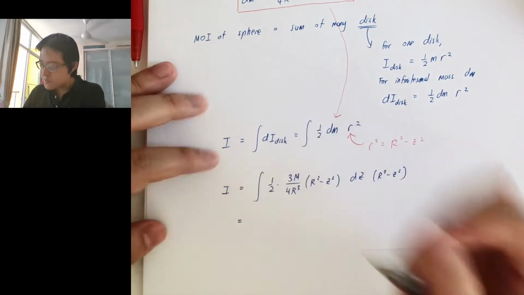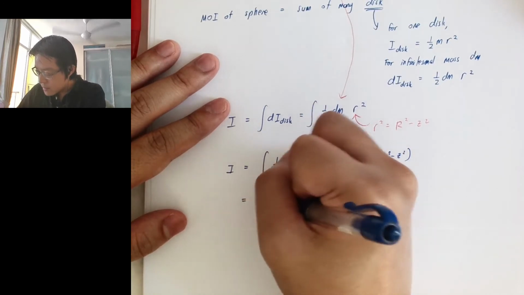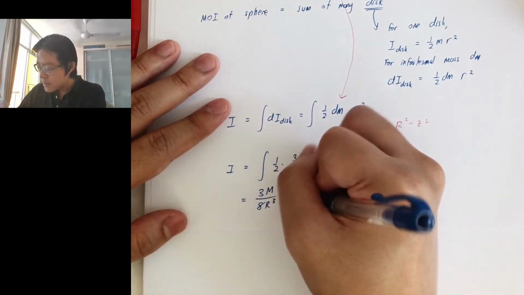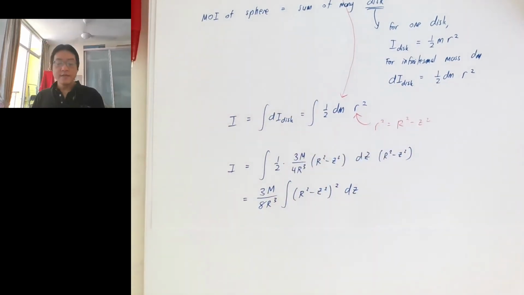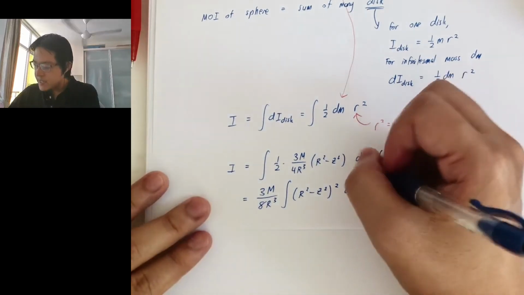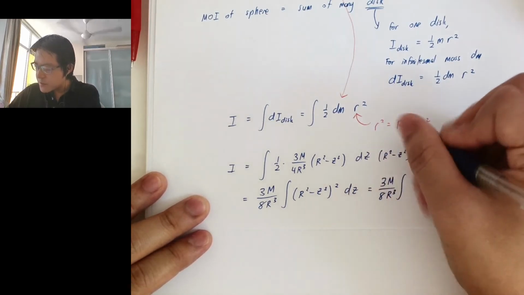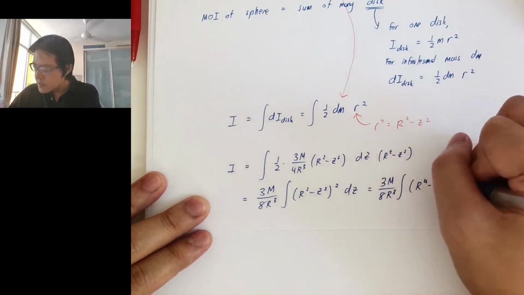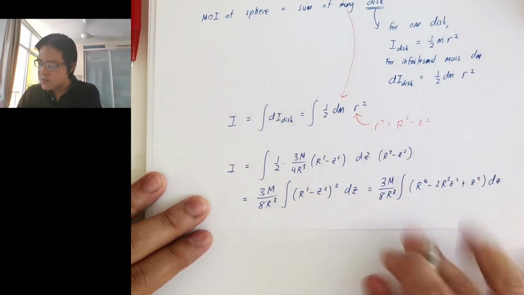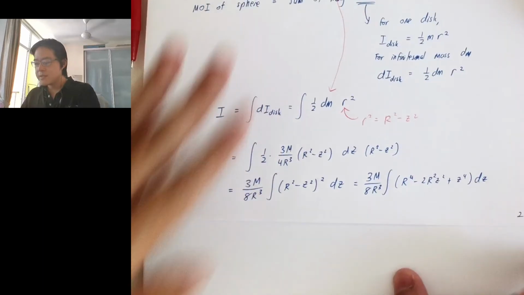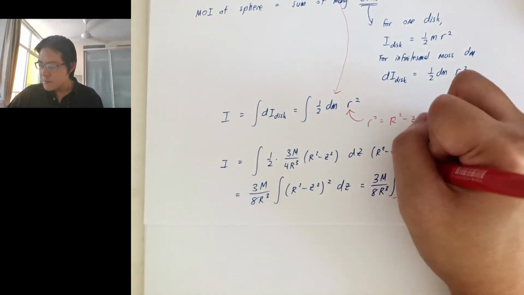So let us rearrange. Well, these are constants, so might as well take them out. Right, so I got 3m over 8r cubed, and then I'm integrating r square minus z square, whole squared, with respect to dz. To make it easier to integrate, it's up to you how you want to do it, but I prefer to open up the square. So I got r to the 4 minus 2r square z square plus z to the 4, integrating with respect to dz. So term by term, these are monomials, so these are easier to integrate, at least for me, right? And the limits of integration is from minus r to r.